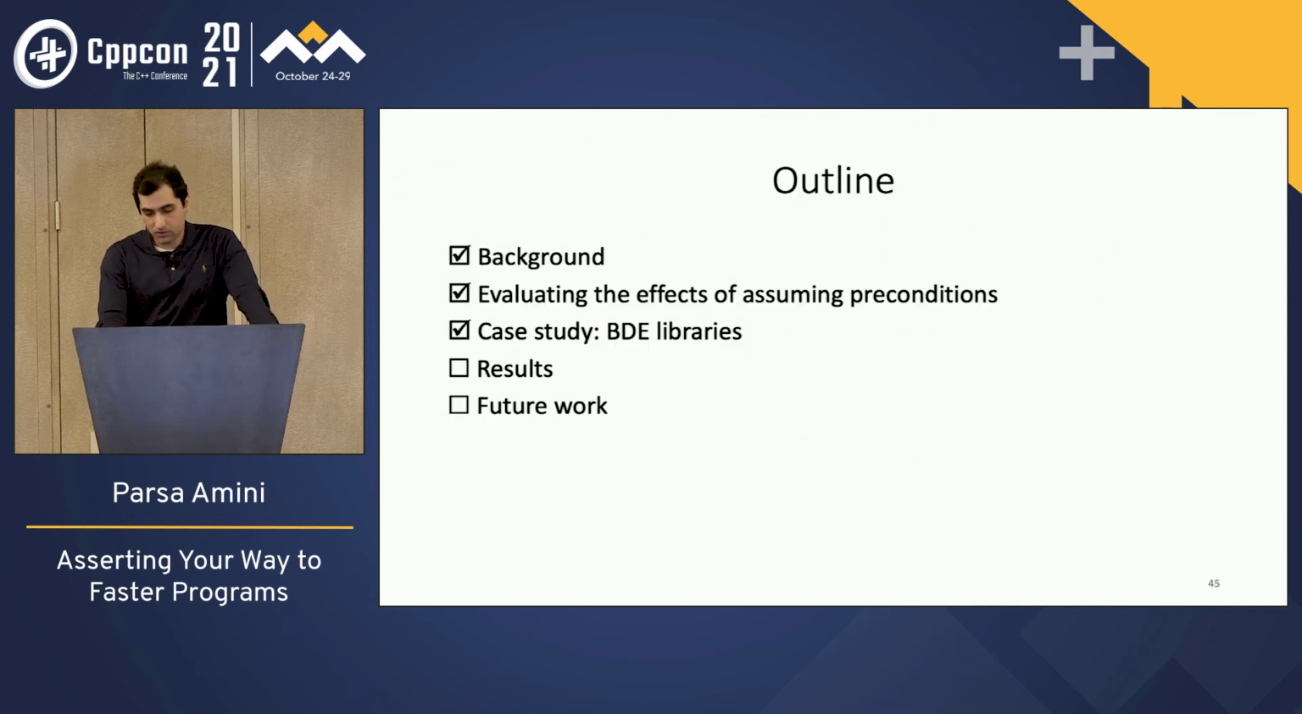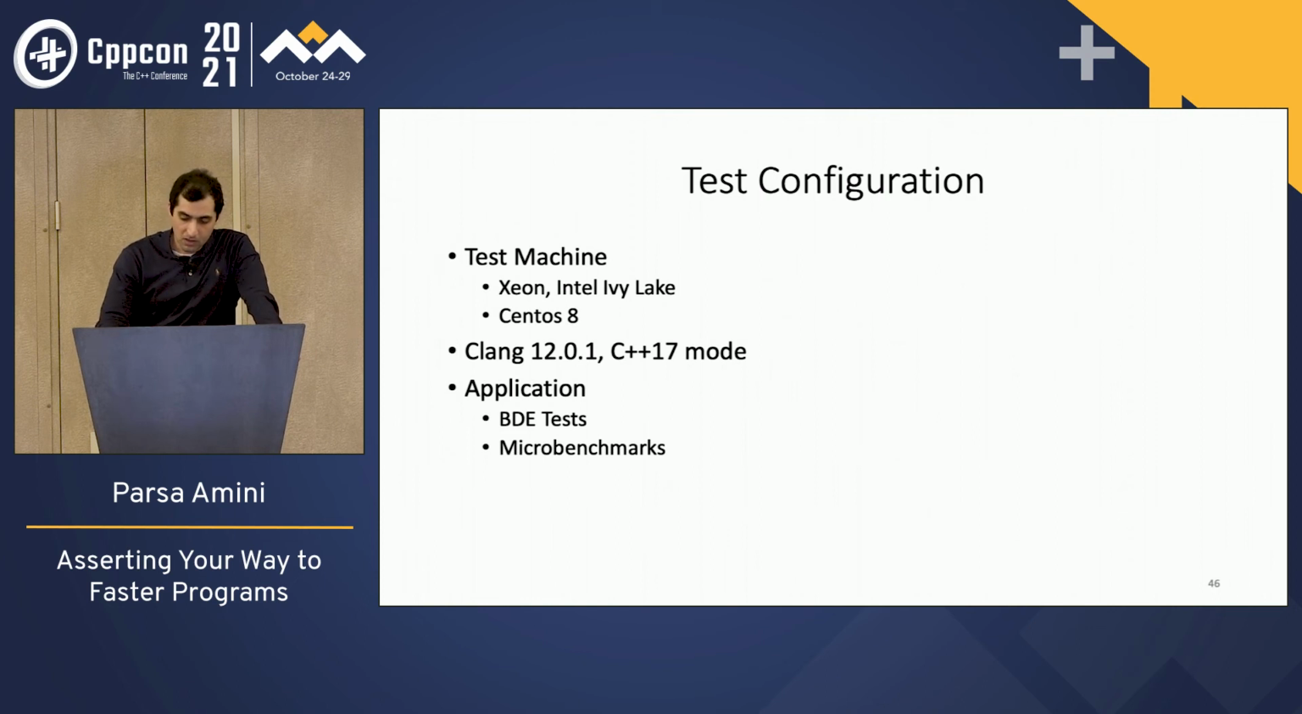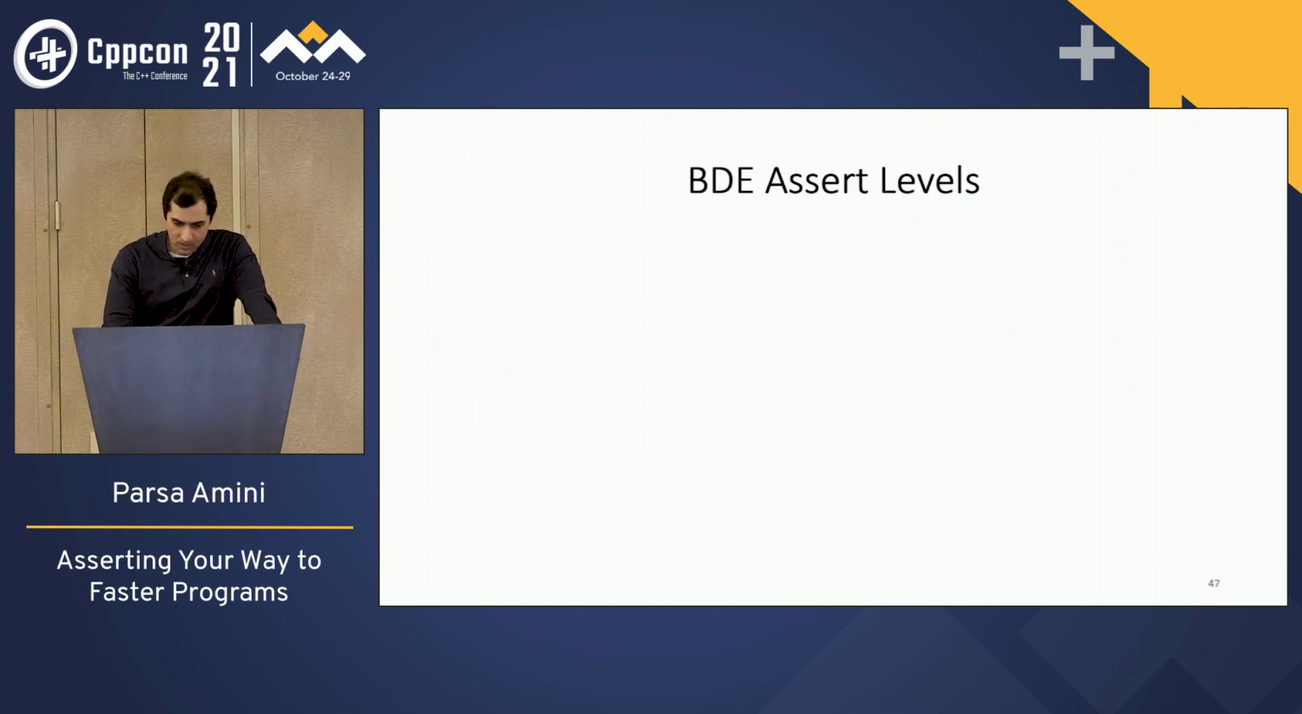So we discussed P2064, which is published, and mentioned its results. We discussed what makes BDE libraries a good target to experiment on and what is available to experiment on. And we now move on to the results of our experiment on BDE. Our experimenting subjects were BDE's own tests and a bunch of micro benchmarks that we developed. I'll explain that again soon. We did our experimenting on an Intel Ivy Lake machine with Clang 12.0.1 in C++17 mode. This slide is mostly for reference.